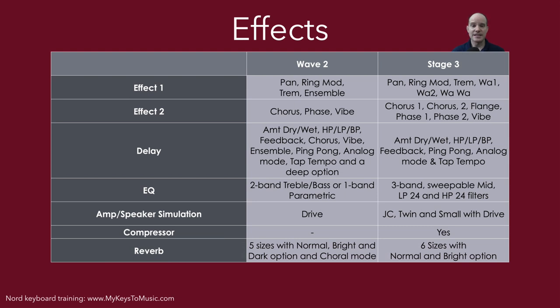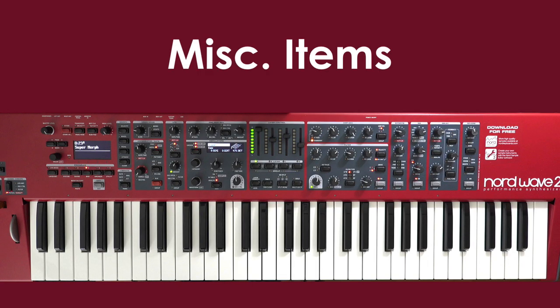The Stage 3 has 6 options, but it has only the normal and bright option with that. So technically speaking, 6 times 2 would be 12 different options there for the reverb on the Stage 3. I do want to note that the Wave 2 does have those five sizes, but one that is particularly of note is the cathedral size, which is a very long reverb and actually provides some really cool effects and soundscapes.